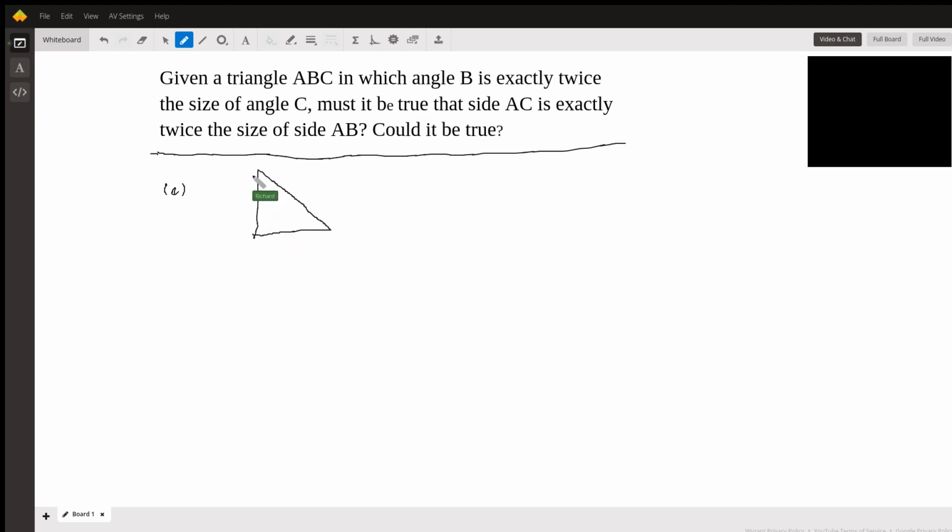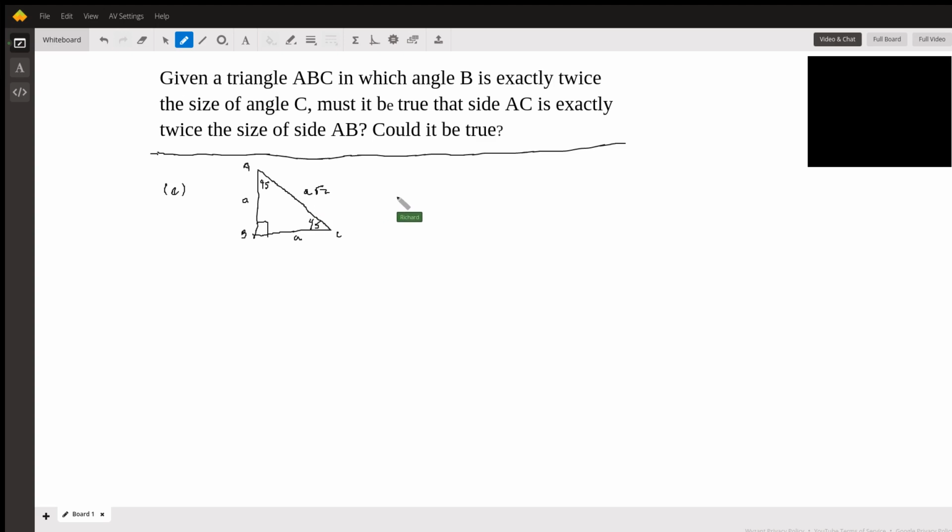angle B is twice the size of angle C. So here's ABC, and let's pretend it's a right angle. That would make these 45 and 45, because these angles would be half the size of the right angle. And I think you know from your 45-45-90 triangle that the way we measure the sides is: this is a root 2.